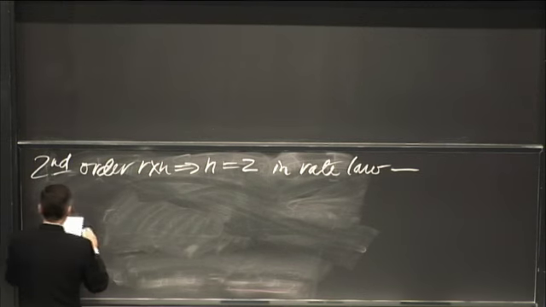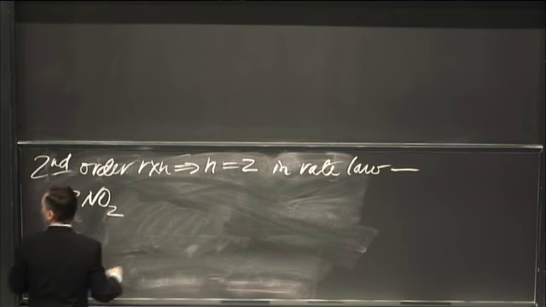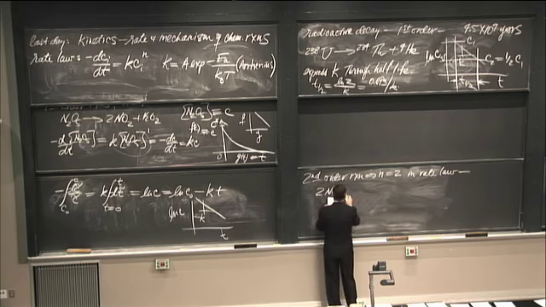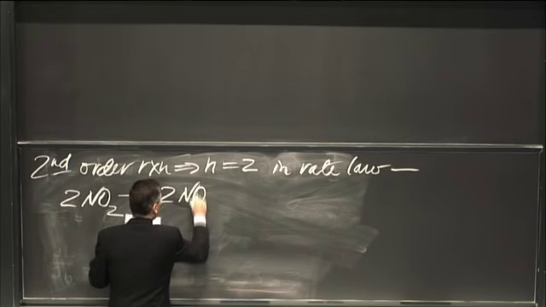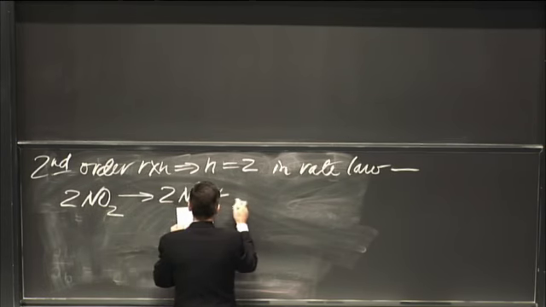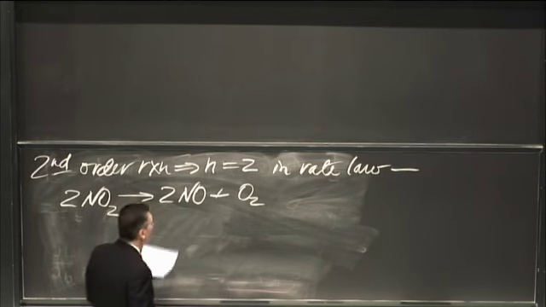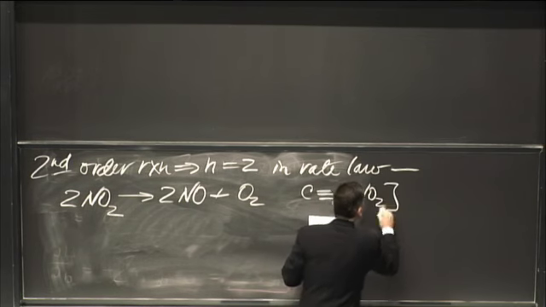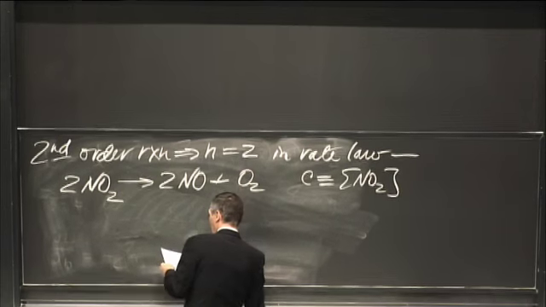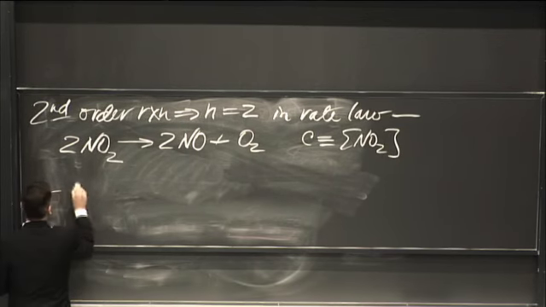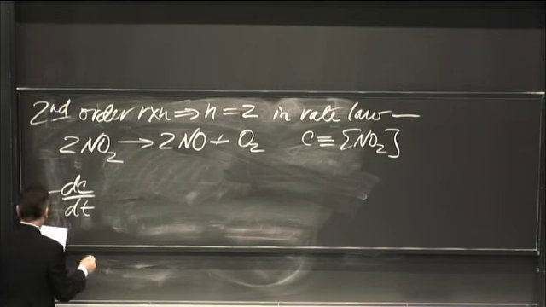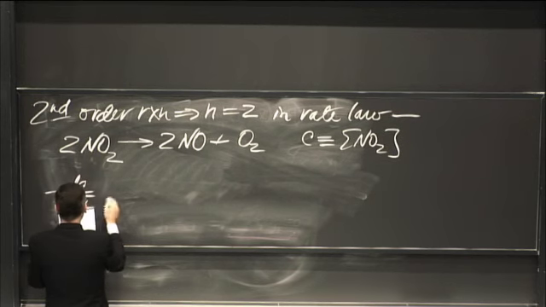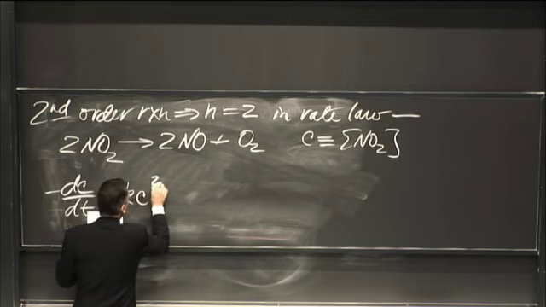And the example that they gave was NO2. See, look, we went from N2O5 to NO2, and then we can keep the decomposition going. NO2 goes to NO plus O2. All right? And again, in this case, C will equal the concentration of NO2. And what you end up with, if you go through the similar analysis, is minus dC by dt. It's been measured that the rate of loss of NO2 goes as the square of its concentration. So this is based on experimental evidence.